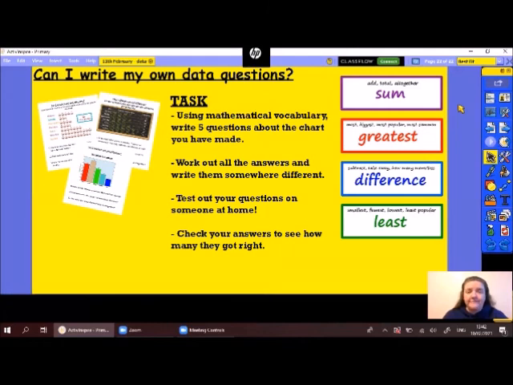Write them down really carefully, making sure, remember I'm your English teacher as well, make sure that you've got a question mark on the end. And then you need to work out all of the answers. Write your answers somewhere different, not with the questions. Because then what you're going to do is test out your questions on somebody at home. Now that might be a parent or it might be a sibling. Could be the dog, but I'm not sure they'd get the answers right. You then need to check their answers to make sure that they've got them correct. So this is where you need your answers. That's why you need to write them on a different sheet of paper.